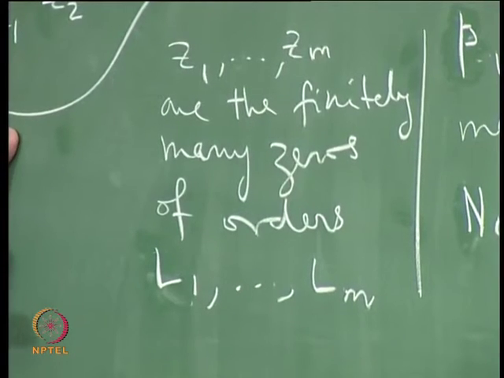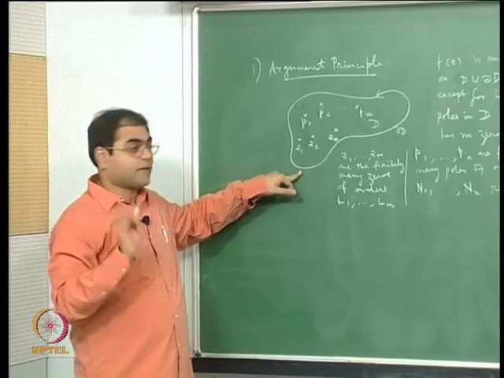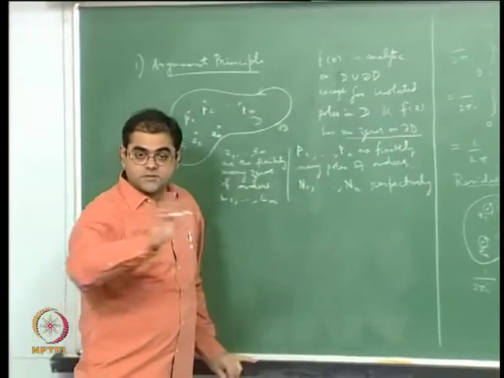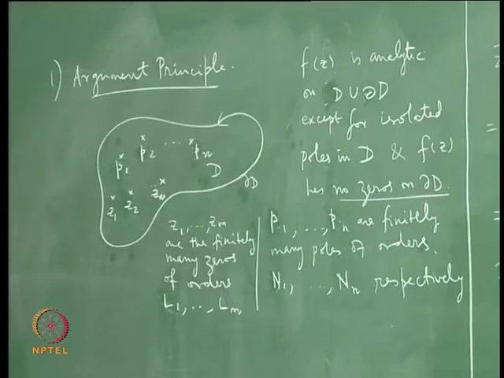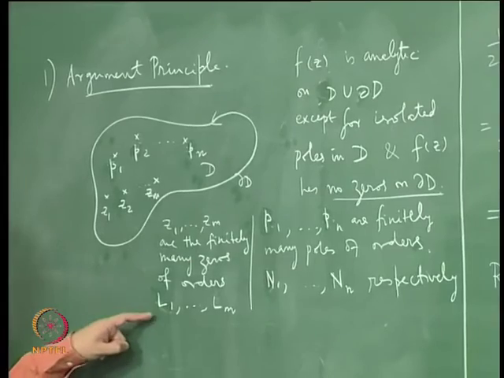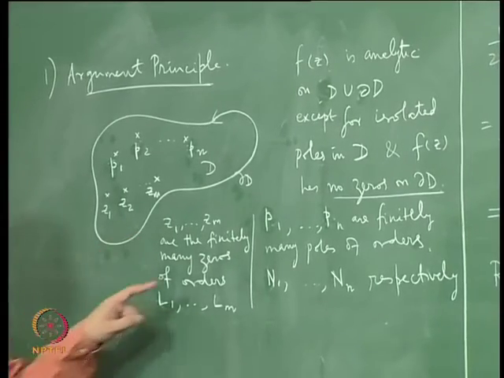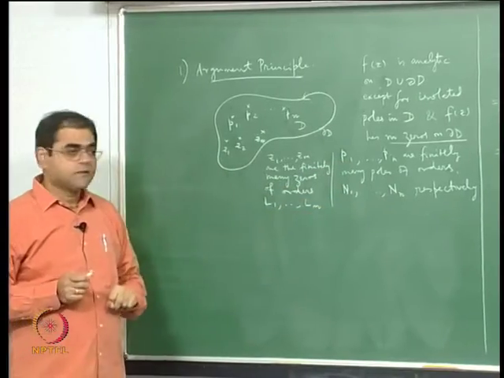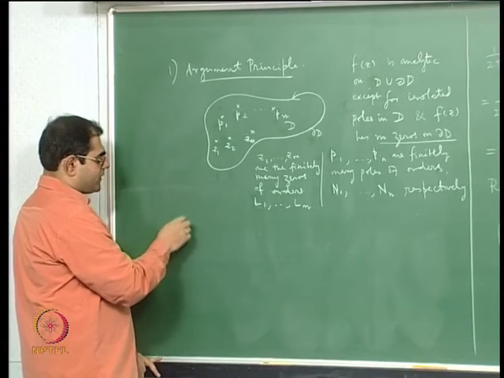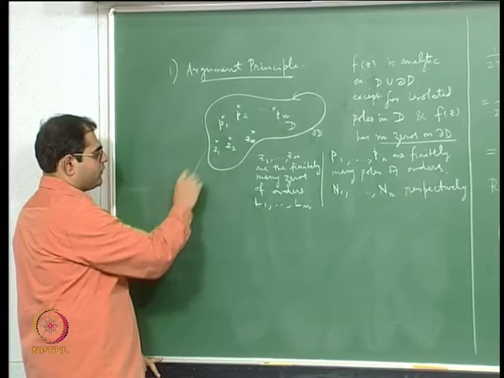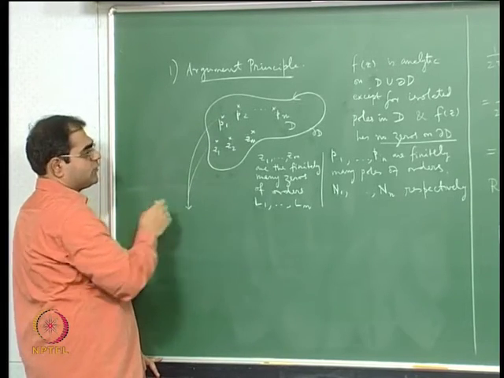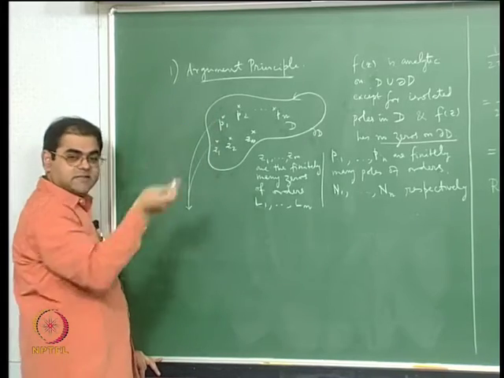On the boundary the function is analytic, there are no singularities on the boundary, but I am further assuming that there are no zeros on the boundary. All the zeros are only inside and there are only finitely many. And of course when you take a zero or a pole you have to count it with multiplicity, you have to worry about the order of the zero or the order of the pole. And the point is, let's assume that you are looking at a single zero or a pole.